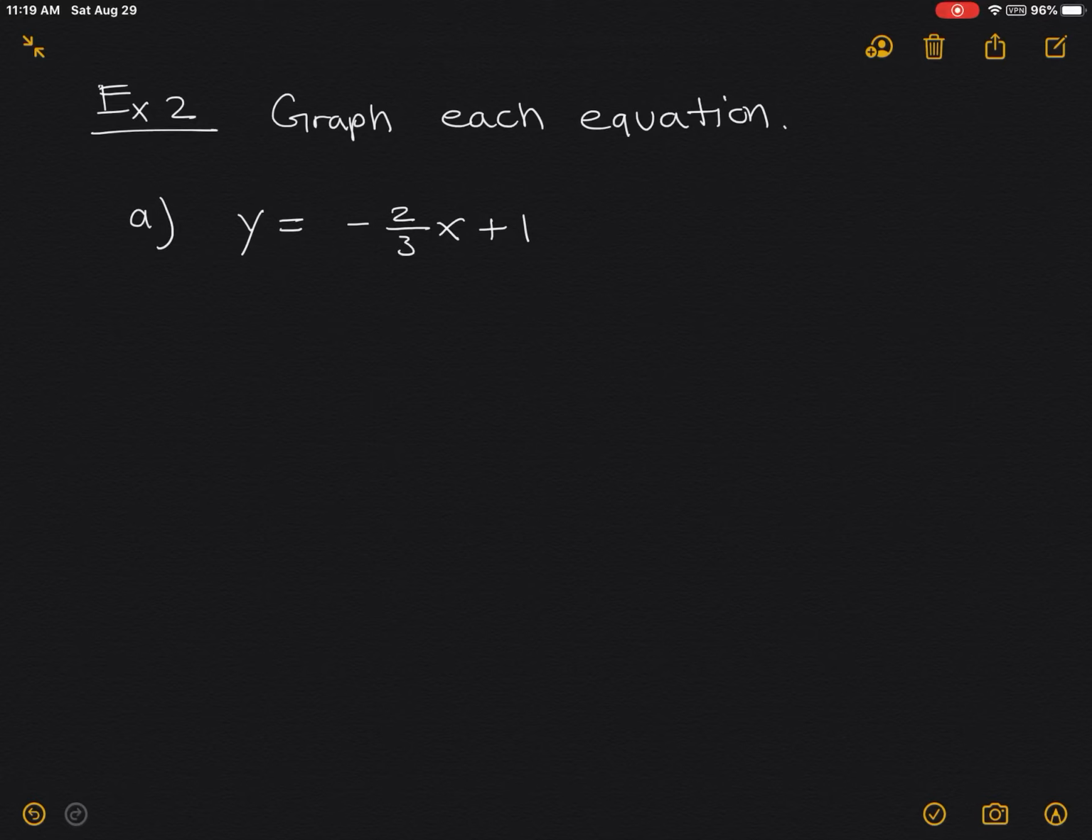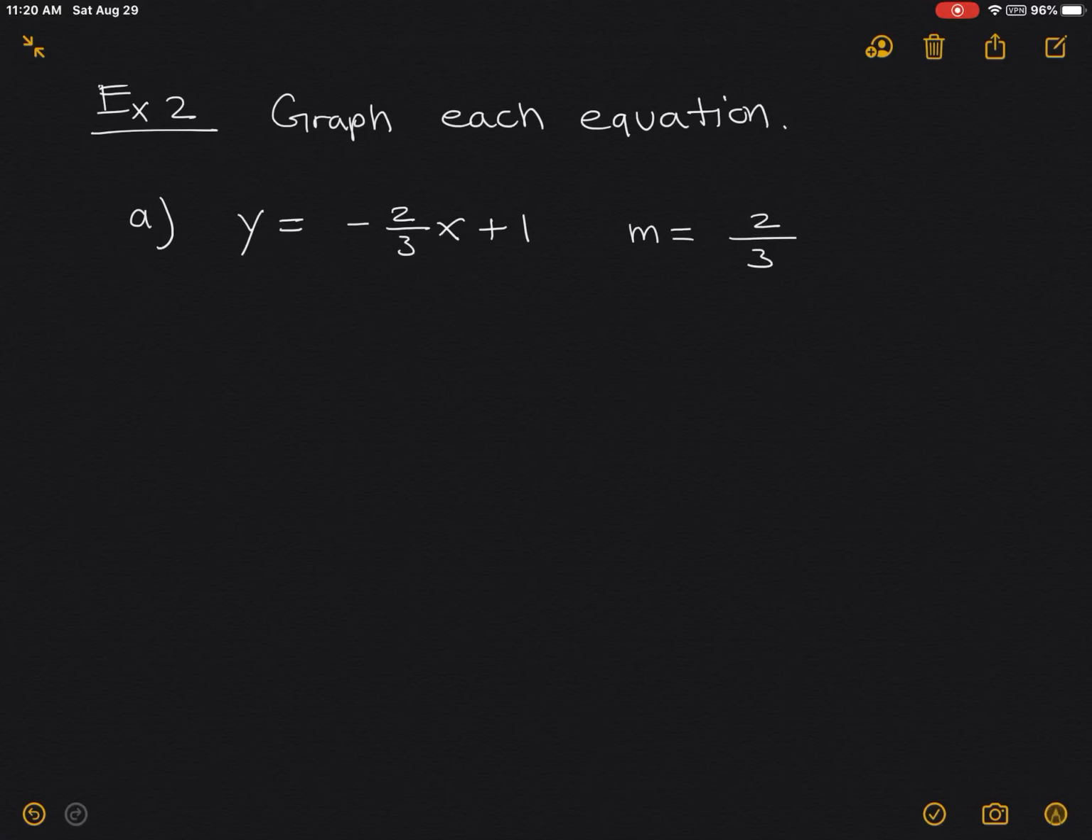Okay, so in example 2, I'm actually going to review with you guys how to graph an equation of a line. The nice thing about this equation right here is you recognize it's in slope-intercept form, and you have to identify a few things. The slope is -2/3.